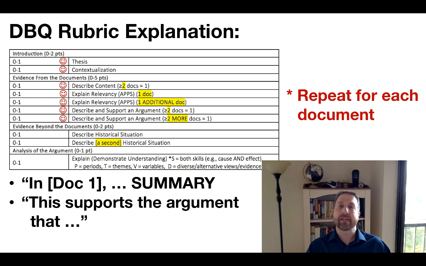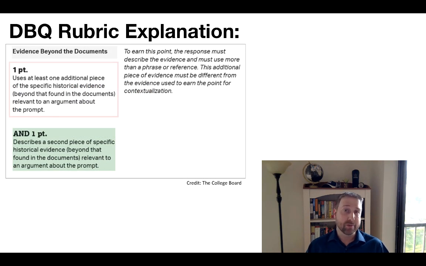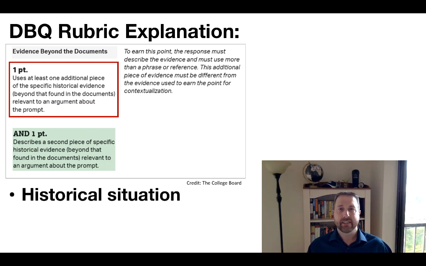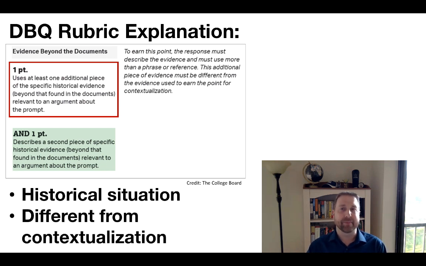All right, there are still 3 more points available on the 2020 DBQ rubric. For one supporting paragraph, or perhaps in a separate paragraph, you must describe the historical situation beyond what is found in the documents. Typically, the situation is happening concurrently within the time frame of the question. And of course, this must be relevant to an argument about the prompt. Now, this specific historical evidence, person, place, or event, must be different from the evidence used to earn the point for contextualization. And it must be more than simply a phrase or a reference. You need to thoroughly explain your point.